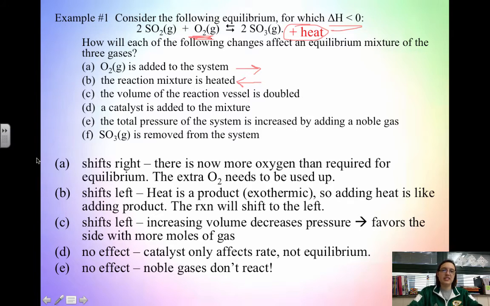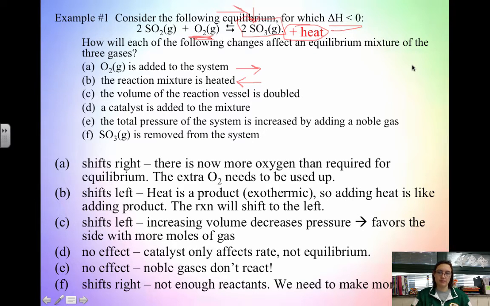And then F says that SO3 gas is removed from the system. So this SO3, we're taking some of this away. Now we don't have enough SO3 to be at equilibrium. So what do we need to do? Well, we need to make more SO3. So it's going to shift right. We do not have enough products. We need to make more products, so it's going to shift to the right. Okay, so that's example 1.